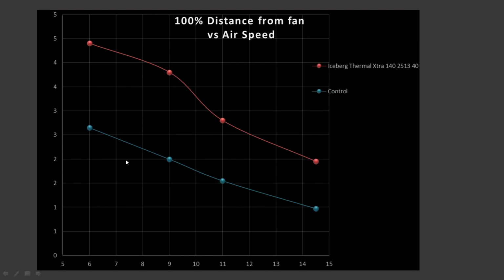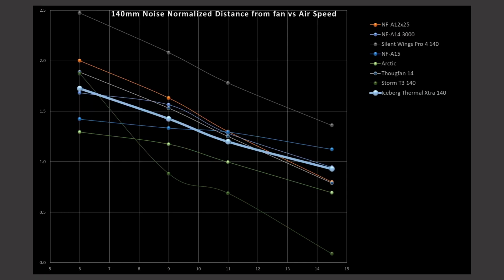Well, it blows my control fan just out of the water. The control fan here would be approximately spinning at 1,200 RPM. So again, that's calculated based off of the two fans that I then merged together to create this control fan. Meanwhile, the Iceberg Thermal IceGale Extra is spinning at 2,500 RPM and producing 40 decibels of noise. But how good is this fan compared to others?